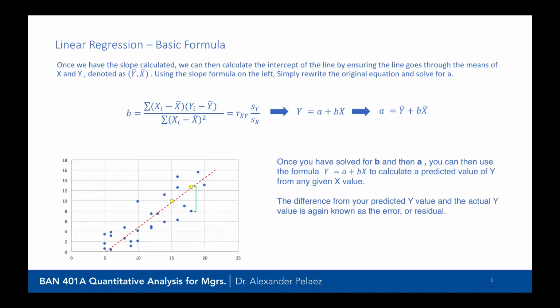Once we have solved for b and then a, you can then use the formula y equals a plus bx to calculate a predicted value of y for any x value. So therefore, if x was, in this case, 15, we would end up with the value of 10 for y. And the difference between the predicted y value and the actual y value is our residual.